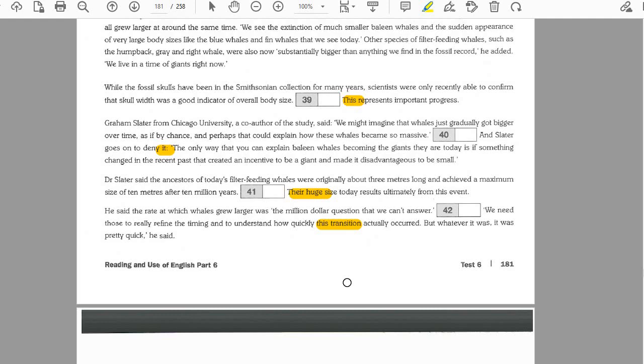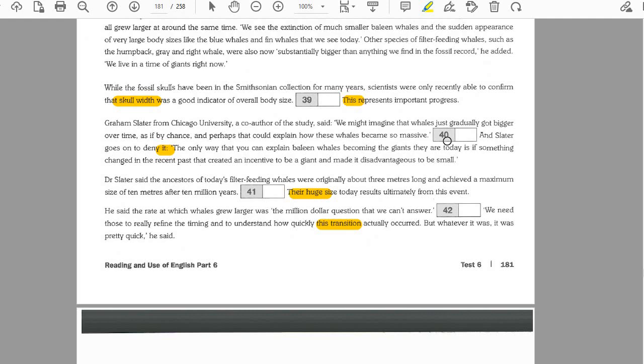39, A. So the skull width. Notice width is a good indicator. And it says it is now accepted that it, so it is the skull, can also be used to determine changes in length over time. So the fact that the skull can be used for this represents important progress. So we have this connected to this, and then the skull, which appears here when it is it. The skull can be used to determine changes. That's A. So normally you have at least 2 connections.